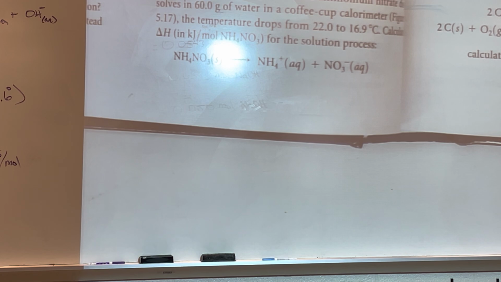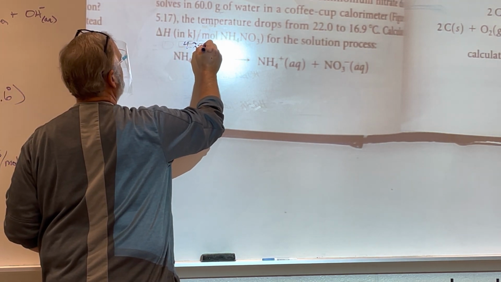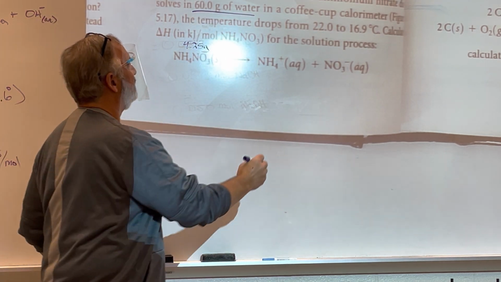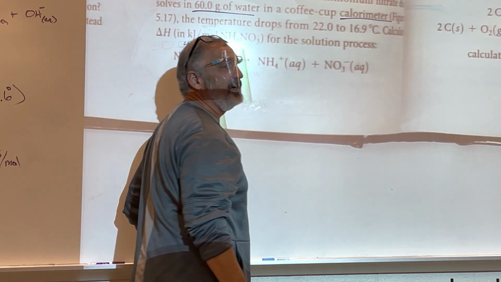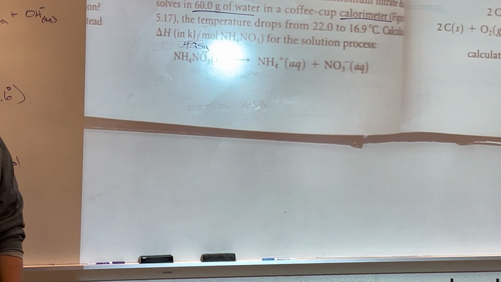When 4.25 grams of ammonium nitrate dissolves in 60 grams of water in a coffee cup calorimeter, again, there's my clue that I'm going to be using Q lost equals negative Q gained. The temperature drops. So what type of reaction is this? Endothermic. So what do I expect my sign of delta H of this reaction to be? It's going to be a positive delta H.